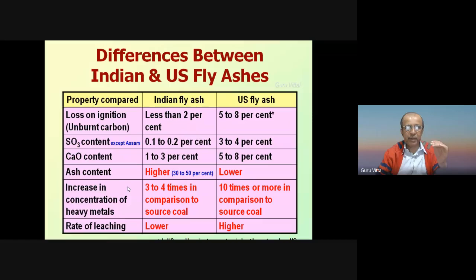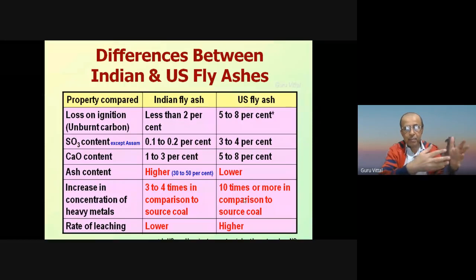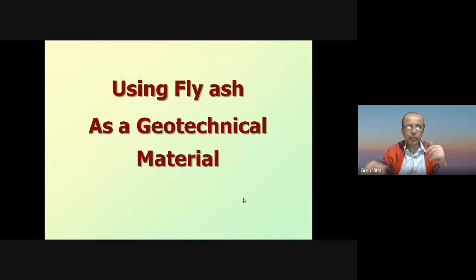The point I want to make here from this slide is that our coals are green coals. Our ash is a green ash. So if somebody is using an imported coal, maybe he would have an advantage in producing a lower amount of ash, but environmentally he will be degrading the environment in a much more severe manner compared to our coal. Now, using the ash as a geotechnical material for embankment construction, etc.